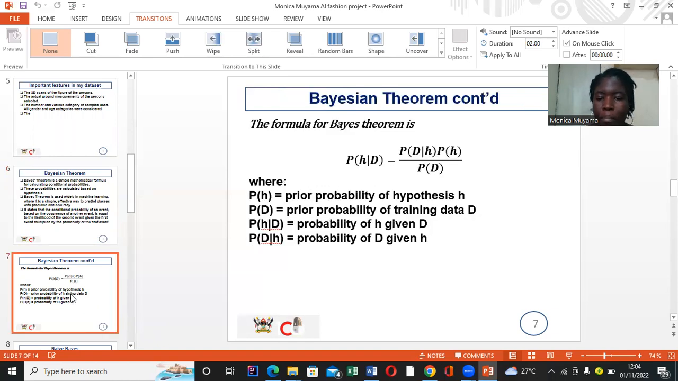The formula for Bayes theorem is probability of H given D is equal to probability of D given H multiplied by probability of H out of probability of D, where the probability of H is the prior probability of hypothesis H. Probability of D is the probability of training data D. Probability of D given H, then probability of H given D.